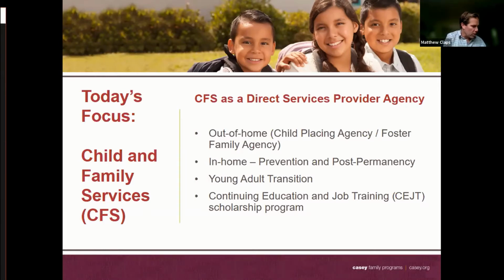So just to give you a sense of our size and scope, on any given day, we're working with roughly 800 to 1,000 youth and families across all of those programs. The majority of our work is in our out-of-home care program. Roughly 70% of our caseload, so about 700 youth. The remaining 30% is evenly split between our in-home and our young adult program. So I'm just sharing that with you just to give you a little bit of background and history about the work that we do. Our presentation is going to focus specifically on youth who are in our out-of-home care program.